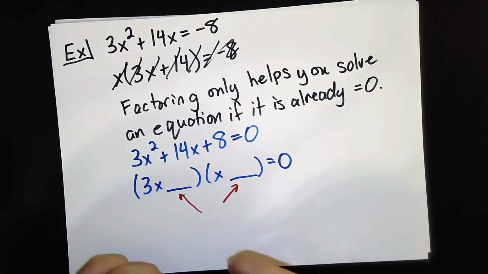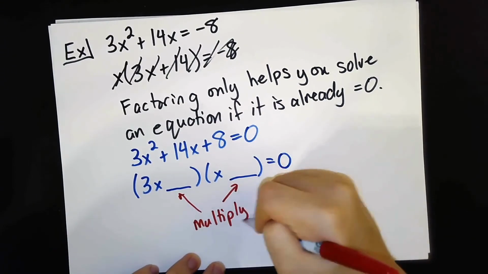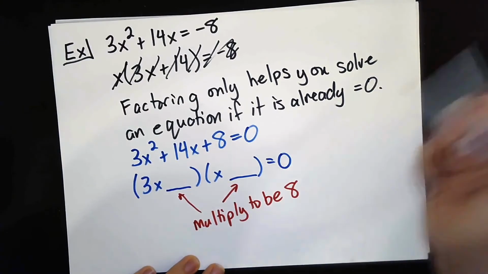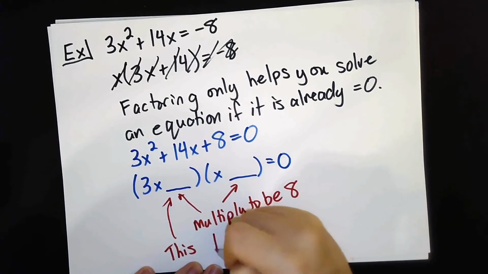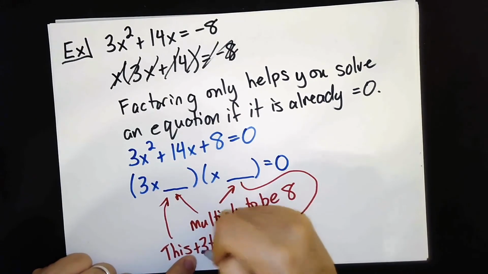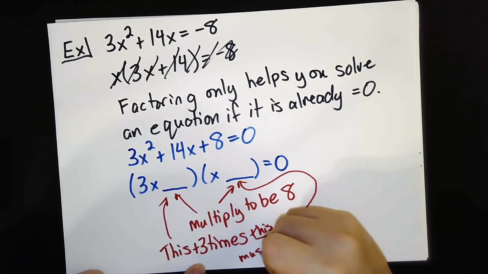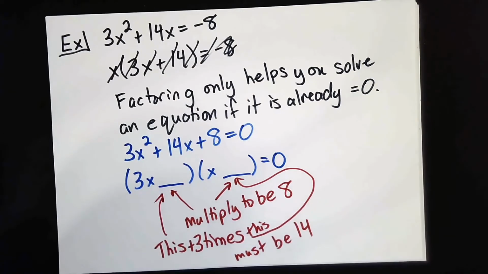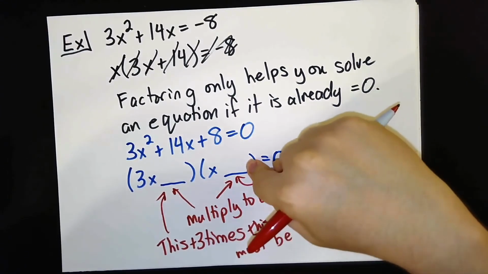Again, I just want to remind you what has to be true. These two numbers have to multiply to be 8, and this one plus 3 times this one must be 14. So these two multiply to be 8, and this one plus 3 times this one has to be 14.